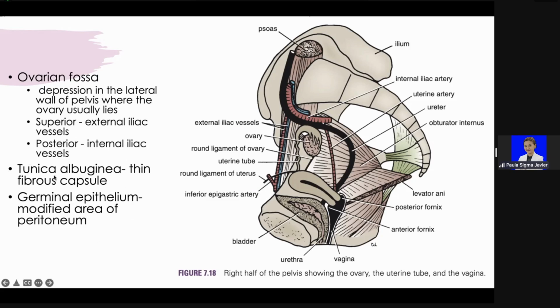The tunica albuginea is a thin fibrous capsule that surrounds your ovaries, and the tunica albuginea is surrounded by your germinal epithelium. So this is a misnomer because the germinal epithelium doesn't give rise to the ova. It is just a modified area of peritoneum. So don't be mistaken in thinking that the germinal epithelium gives rise to your egg cells. Okay? It does not.